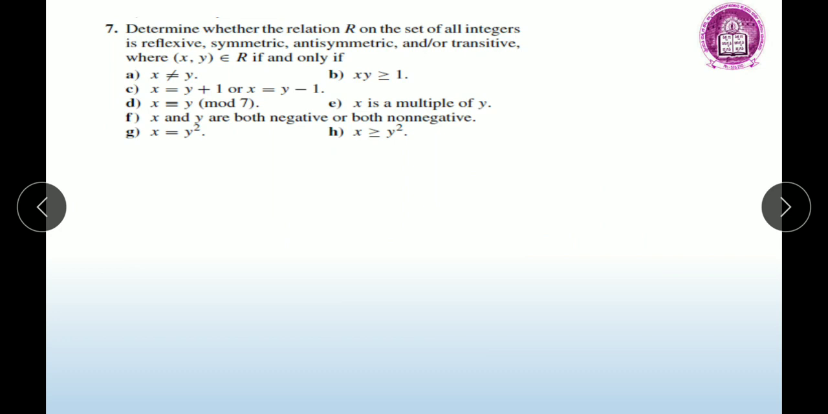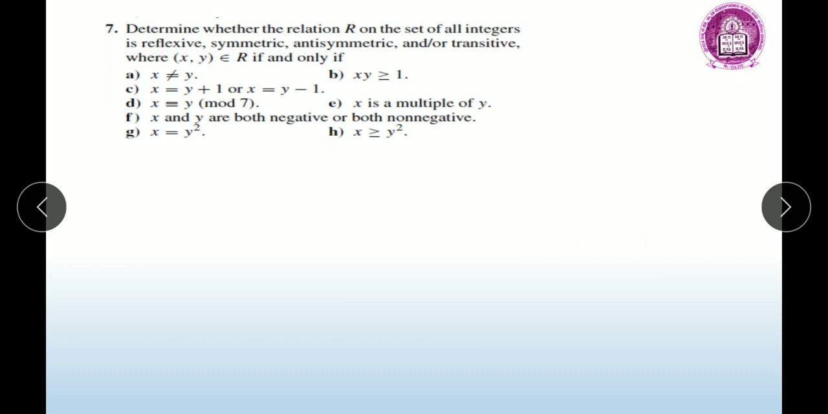Is it symmetric? x is not equal to y. Definitely y is not equal to x. So it is symmetric. Is it antisymmetric? x is not equal to y and y is not equal to x implies x equals y? No, never. It is not antisymmetric. Is it transitive? x is not equal to y, y is not equal to z. Can you say that x is not equal to z? No, you cannot say. x may be equal to z. So again it is not transitive.